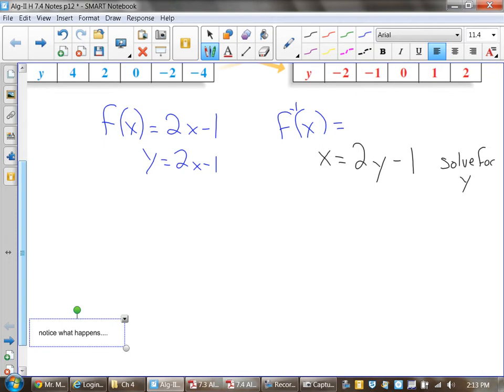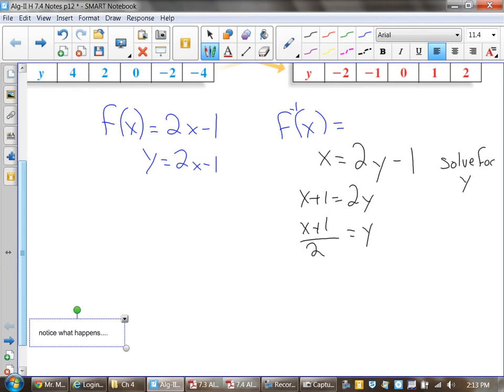All you do is exchange the x's and the y's and resolve it. Yes, sir? So you're solving for x. So pretty much you're just changing the name of it. If you want to think of it that way, yeah. But you always start by exchanging the x and the y. I add 1, and then I divide by 2. And there's the inverse of the original function.